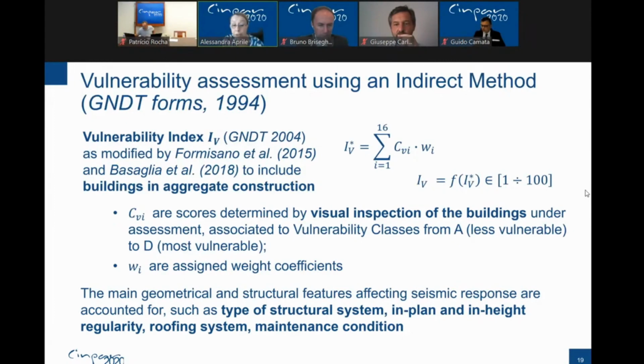The main geometrical and structural features affecting the seismic response are accounted for, such as type of structural system, in-plan and in-height regularity, roofing system and maintenance condition. The vulnerability index is then normalized in order to range between 1 and 100.